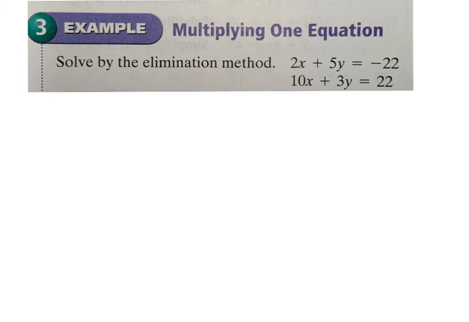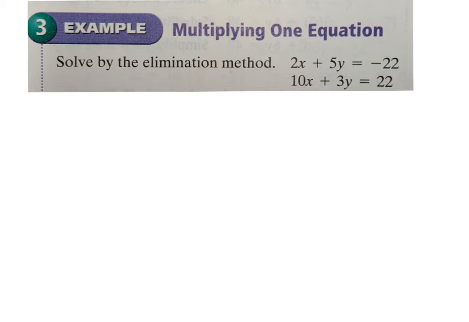Example 3. I have 2x and 10x. Those will not eliminate. I have 5y and 3y. Those will not eliminate. Nor will any of them eliminate if I just negate it. All right? So just like I multiplied those by -1, I can actually multiply an equation by anything as long as I multiply both sides of the equation by it.